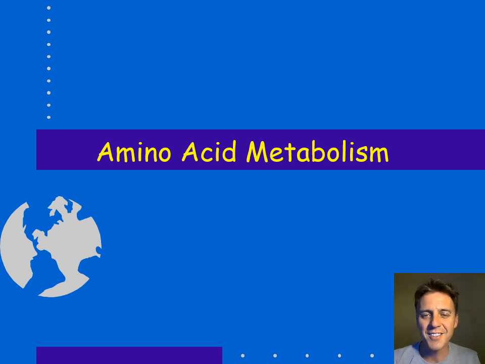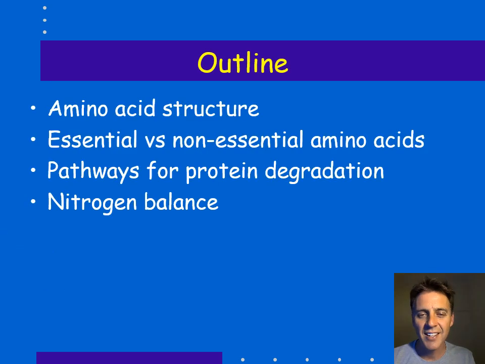Welcome to the first in this series of lectures on amino acid metabolism. In this lecture, I'm going to define the basic structure of an amino acid. I'm also going to illustrate the difference between essential and non-essential amino acids. I'll describe the pathways for protein degradation, the two main ones in your body, and I'll also introduce the concept of nitrogen balance. But to start with, let's begin by looking at the structure of an amino acid.